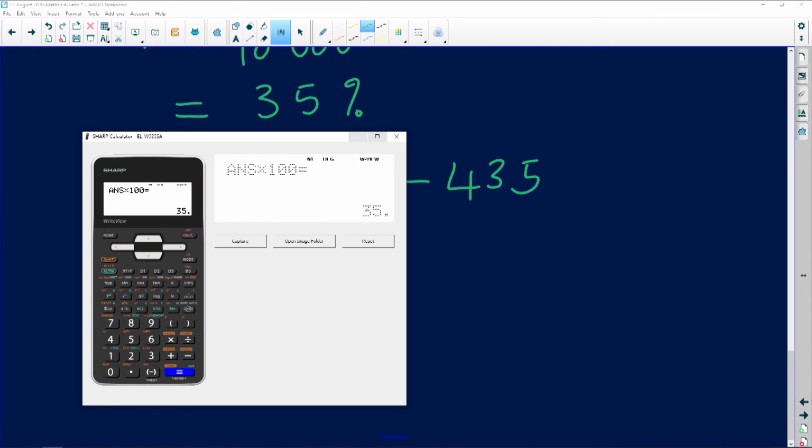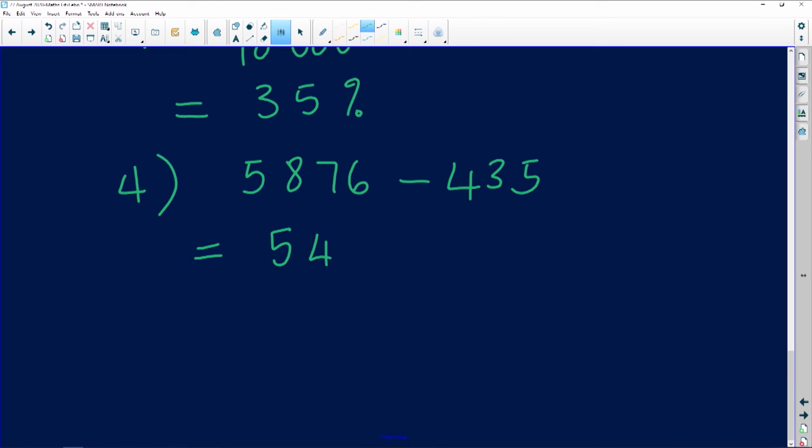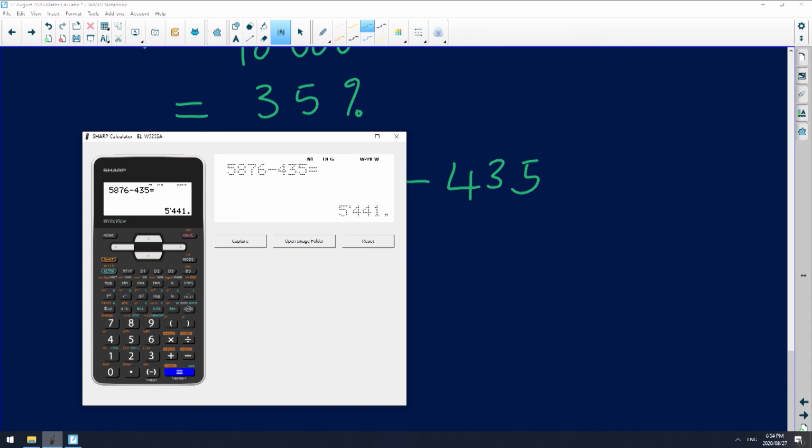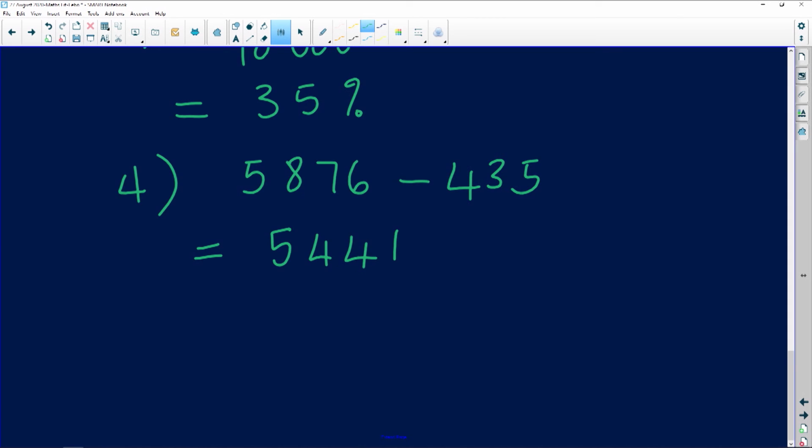Put that into your calculator. 5,876 minus 435. That's going to be our range. So what is that? 5,441. We do not have anything after the decimal place. So that is going to be our range.